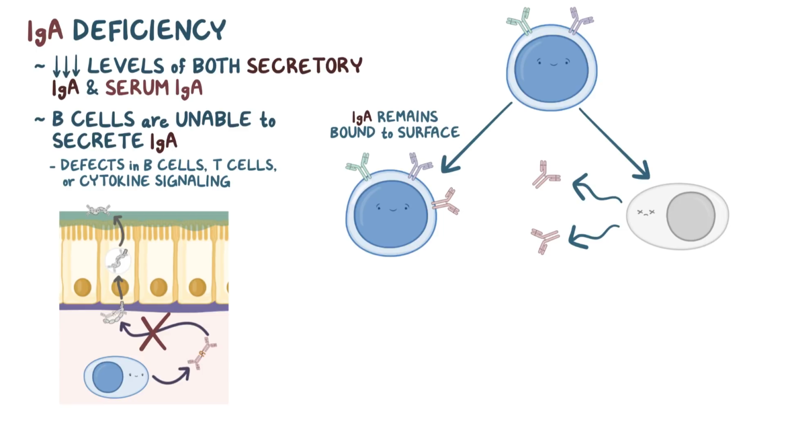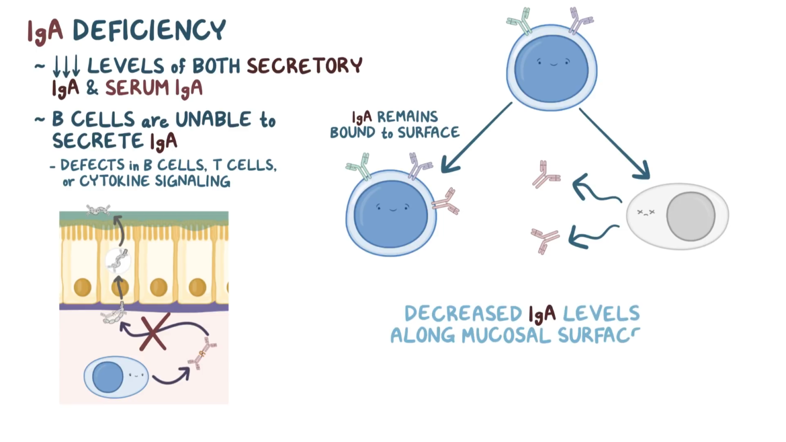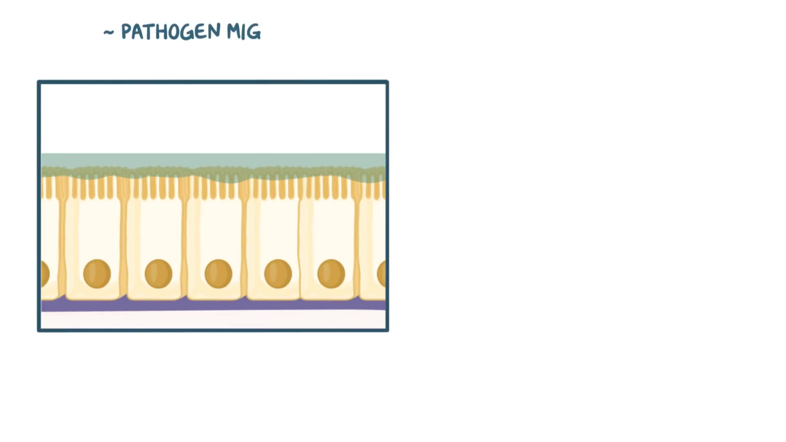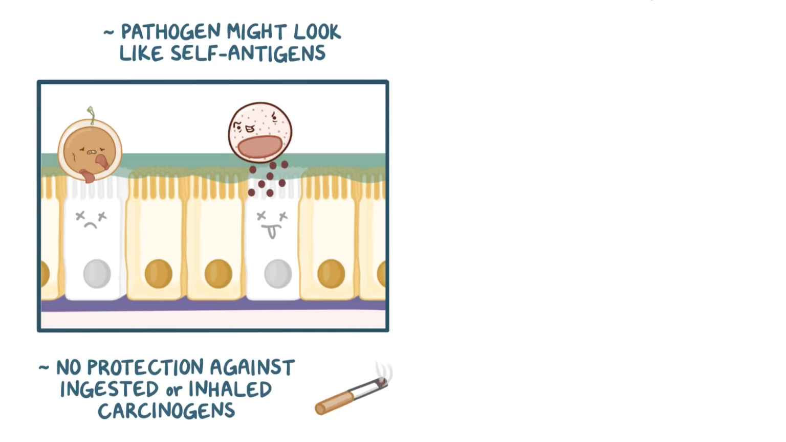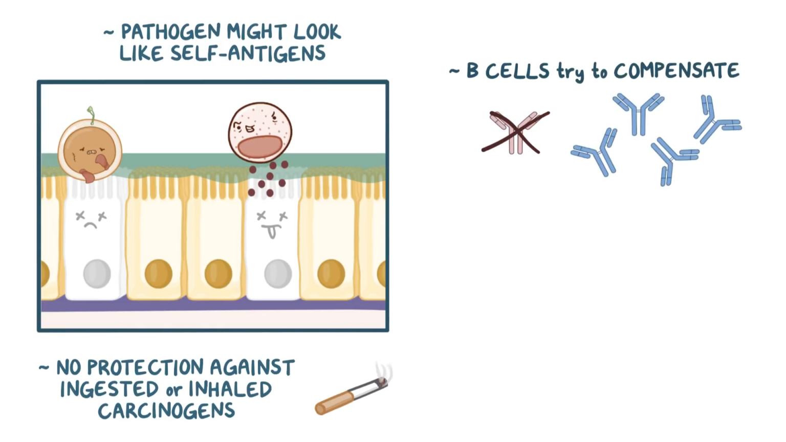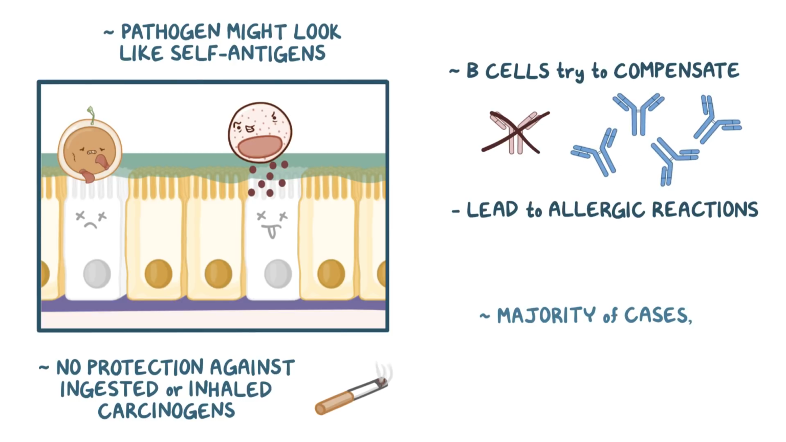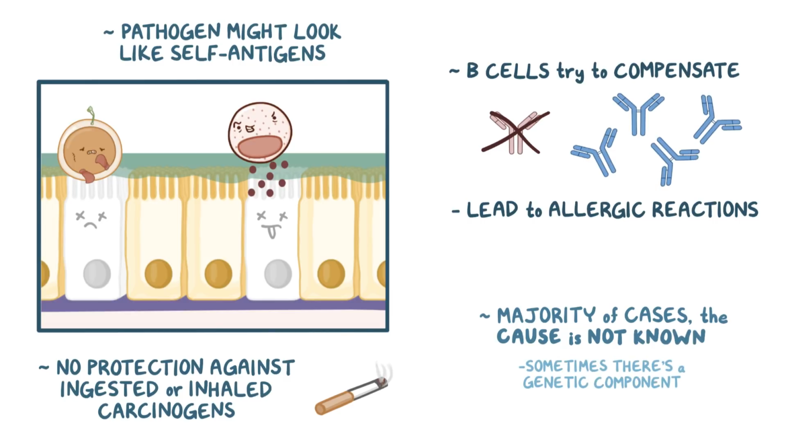In all of these situations, there are decreased IgA levels along mucosal surfaces, and that makes it easier for pathogens to cause infections. Sometimes these pathogens look a lot like self-antigens, and that can cause the immune system to start attacking our own cells through a process called molecular mimicry. Apart from infectious agents, there's also no protection against ingested or inhaled carcinogens. Meanwhile, B cells sometimes try to compensate for the lack of IgA by increasing the production of IgE, which can lead to allergic reactions. In the majority of cases, the underlying cause is not known, but sometimes there's a genetic component, so multiple members of the same family are affected.